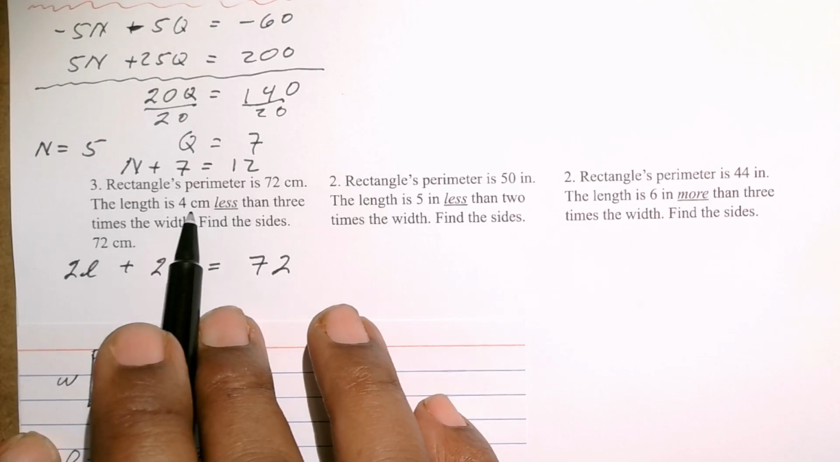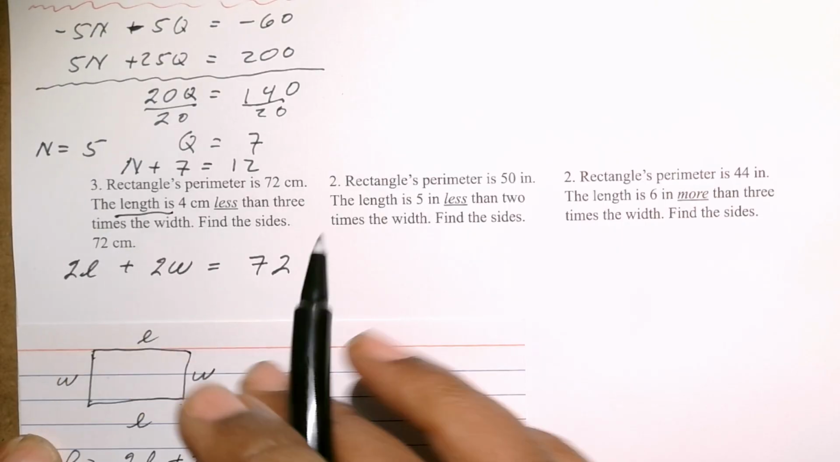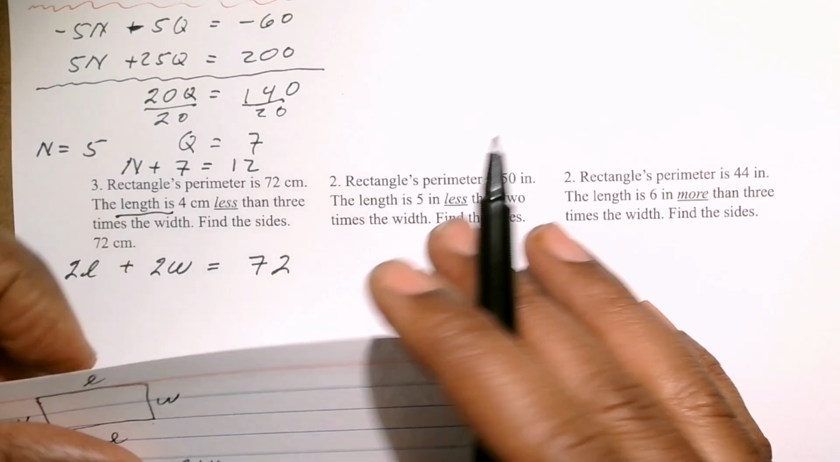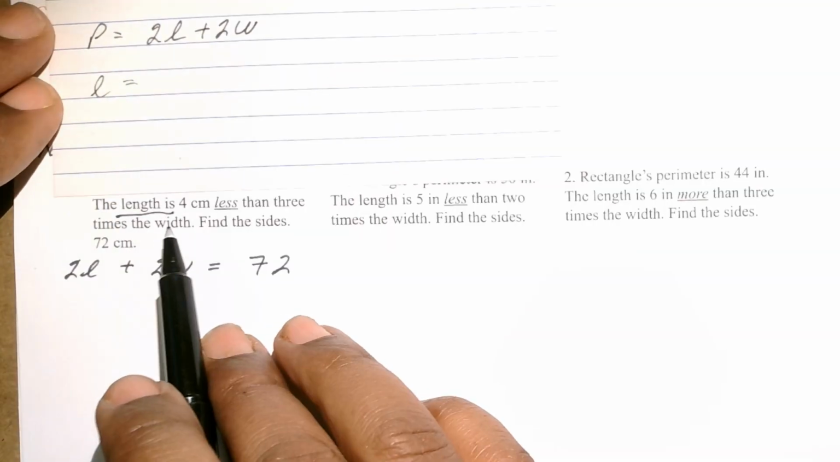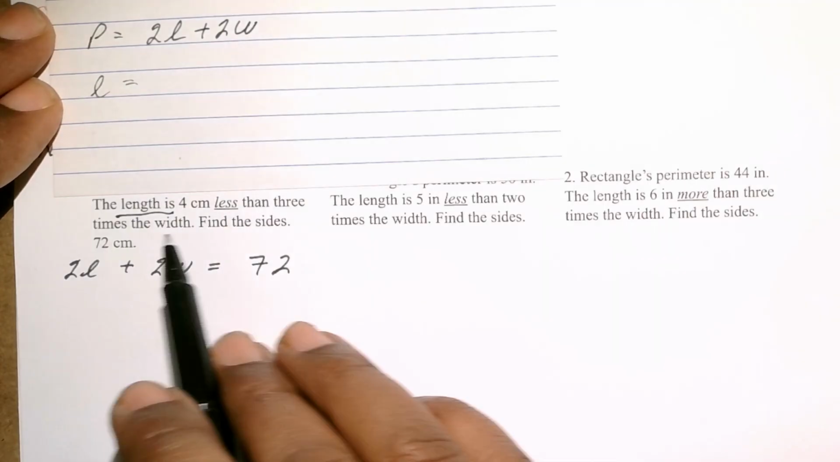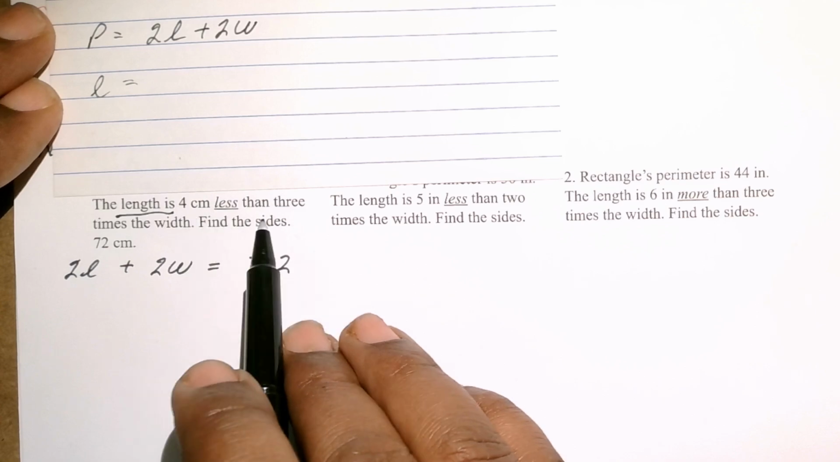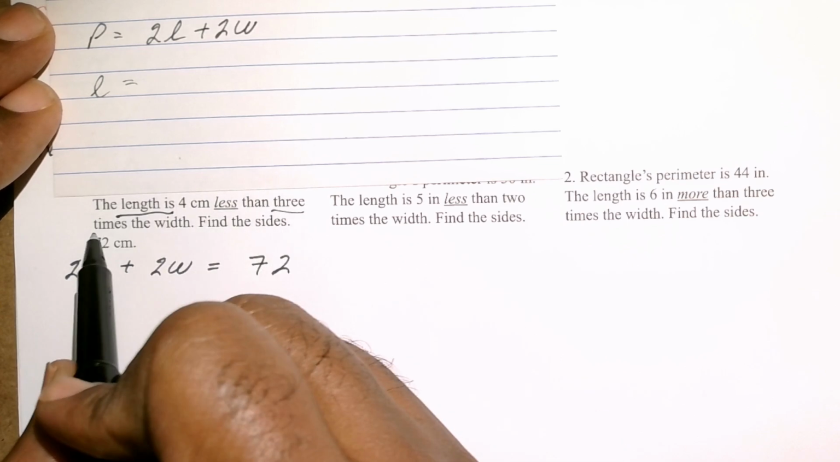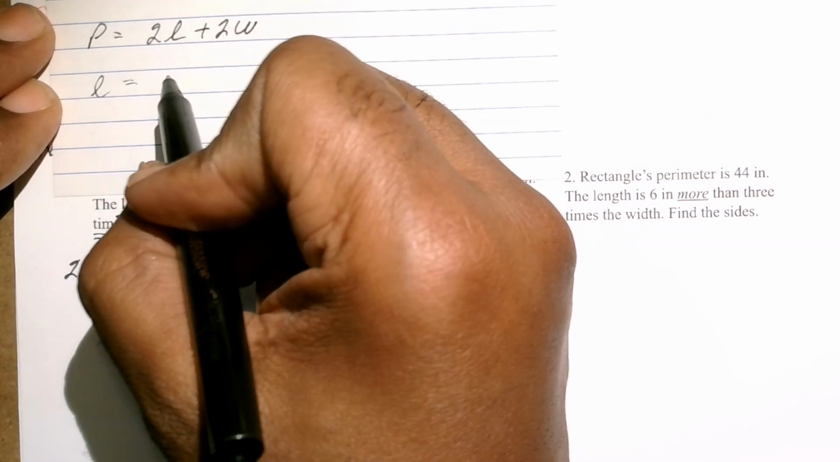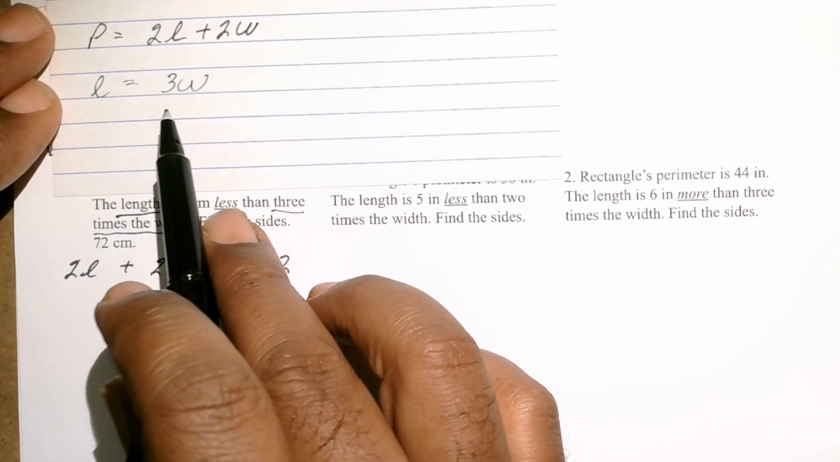Furthermore, the length is 4 less than 3 times the width. The length is, we're going to start off with this. Length is, that is represented by L equals, length is. Now, 4 less than 3 times the width. We have to write this backwards because 4 less than is actually what comes at the back. So 4 less than 3 times the width. The 3 times the width is going to be our 3W. That's how we write 3 times the width.